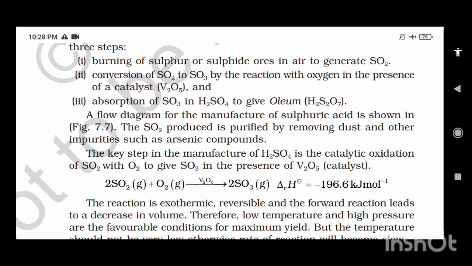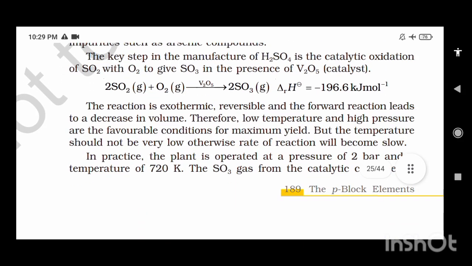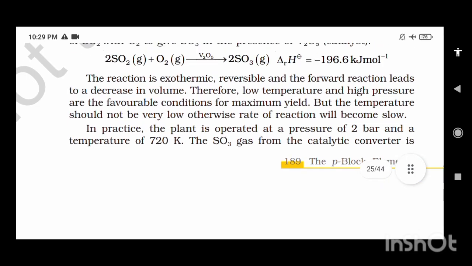The sulfur dioxide produced is purified by removing dust and other impurities such as arsenic compounds. The key step in manufacture of H2SO4 is the catalytic oxidation of SO2 with O2 to give sulfur trioxide in presence of V2O5. The reaction is exothermic, reversible, and the forward reaction leads to a decrease in volume. Therefore, low temperature and high pressure are the favorable conditions for maximum yield, but the temperature should not be very low, otherwise the rate of reaction will become slow.